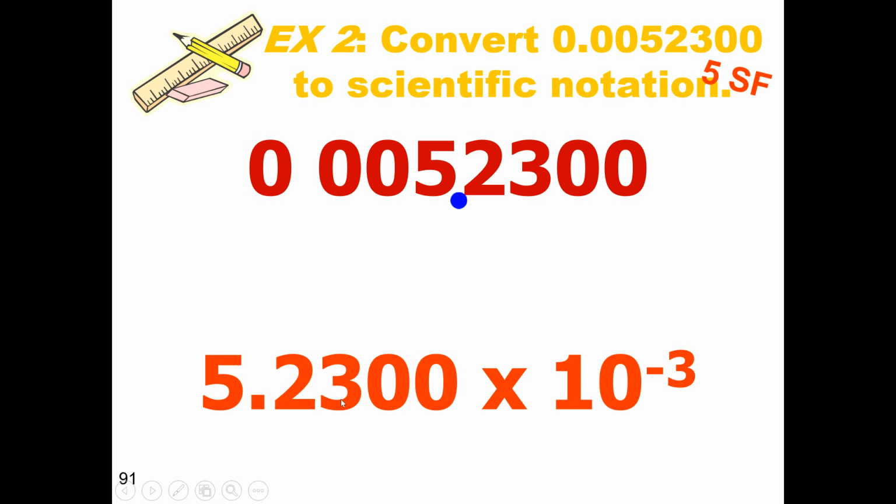I have 5.2300 because these zeros are significant. They have to stay with the scientific notation. And we have times 10 to the negative 3 because we moved the decimal over 1, 2, 3 times. Now this time it's negative because it's like saying 5.2300 divided by 10, divided by 10, divided by 10. It's the same concept that you learned in math class, whenever you learned about scientific notation the first time. So anytime you look at the original value of the number, if the original value of the number is less than 1, that is a great sign for you to make sure your exponent is a negative exponent.